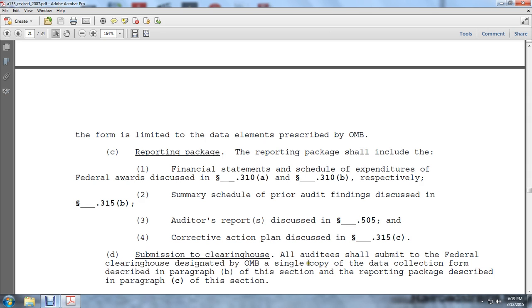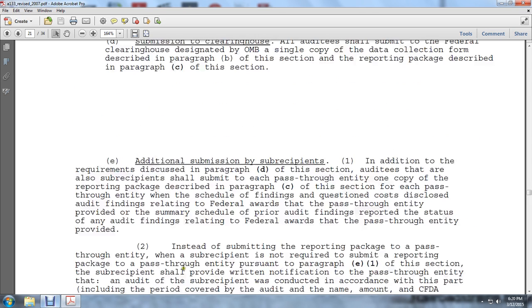Submission to the clearinghouse. All auditees shall submit to the federal clearinghouse designated by the Office of Management and Budget a single copy of the data collection form described in paragraph B of this section and the reporting package described in paragraph C of this section. Additional submission by subrecipients is required in addition to the requirements discussed in paragraph D of this section.